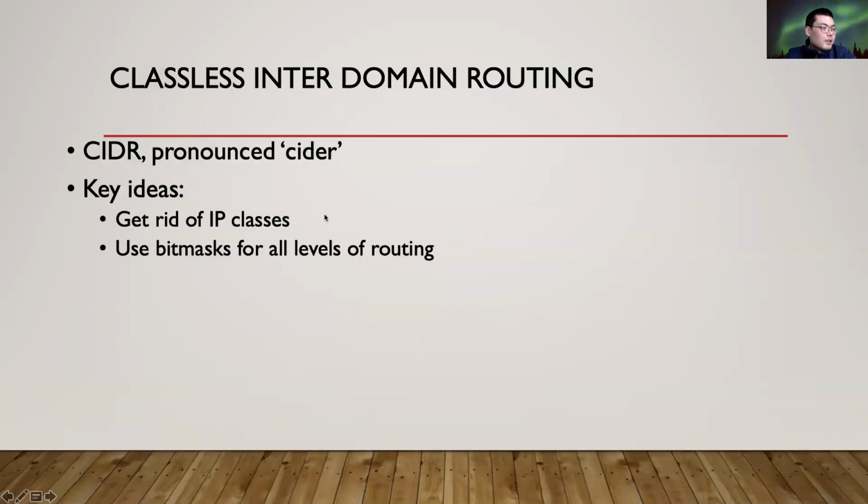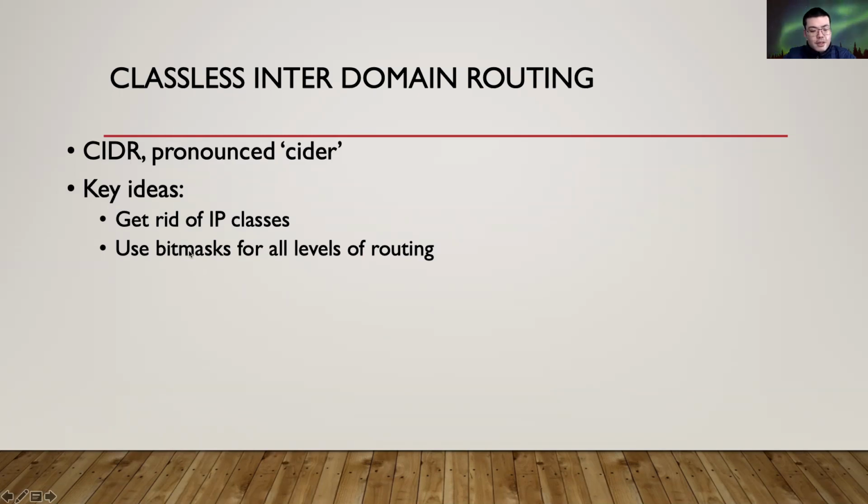So the solution is CIDR, the classless interdomain routing. The key idea is that we want to get rid of the IP classes A, B, C. We don't want them. We just use the bit masks for all levels of routing. So we no longer differentiate A, B, or C. We just use a so-called net mask, not subnet mask.